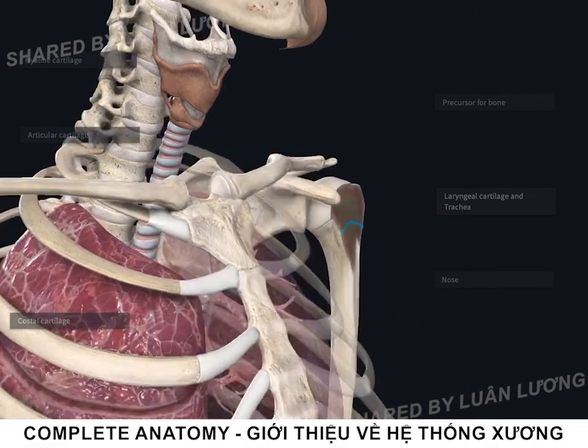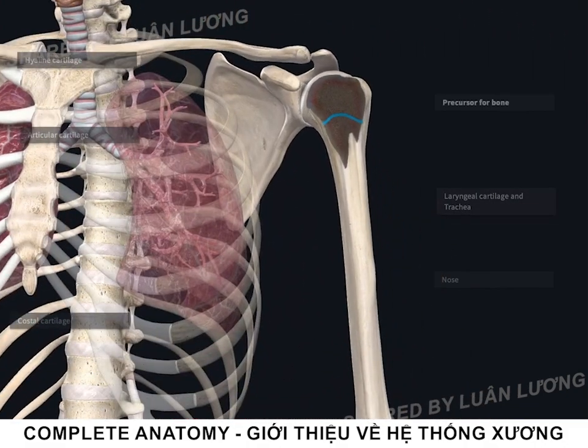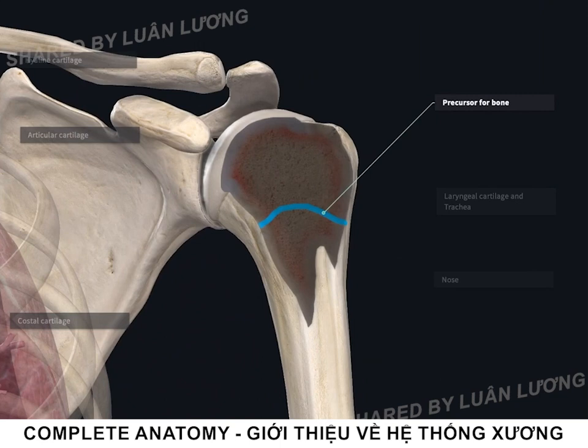Lastly, we're going to see that hyaline cartilage is the precursor for bone. And what this means is that this is the layer that gets gradually replaced by bone within our growth plates.